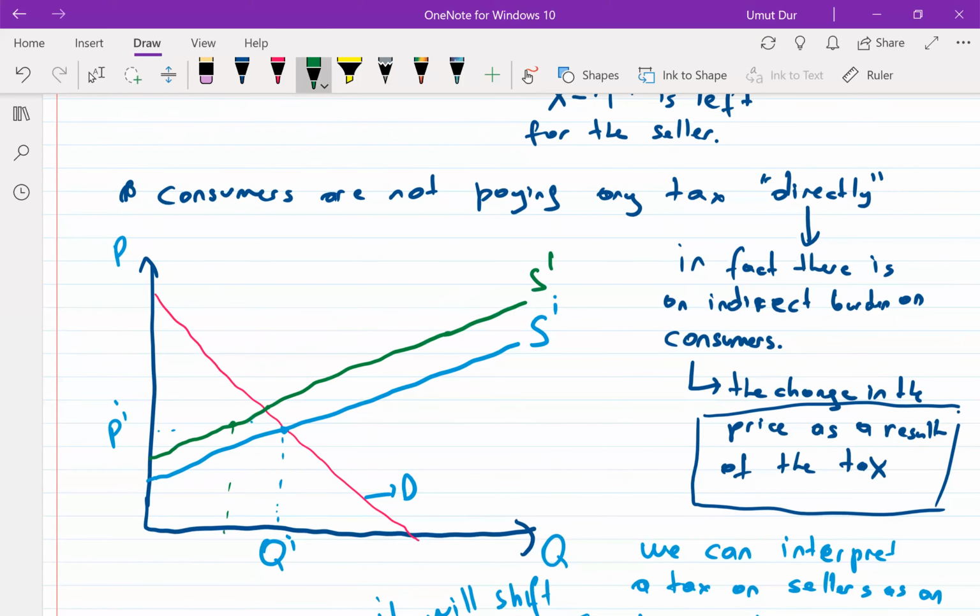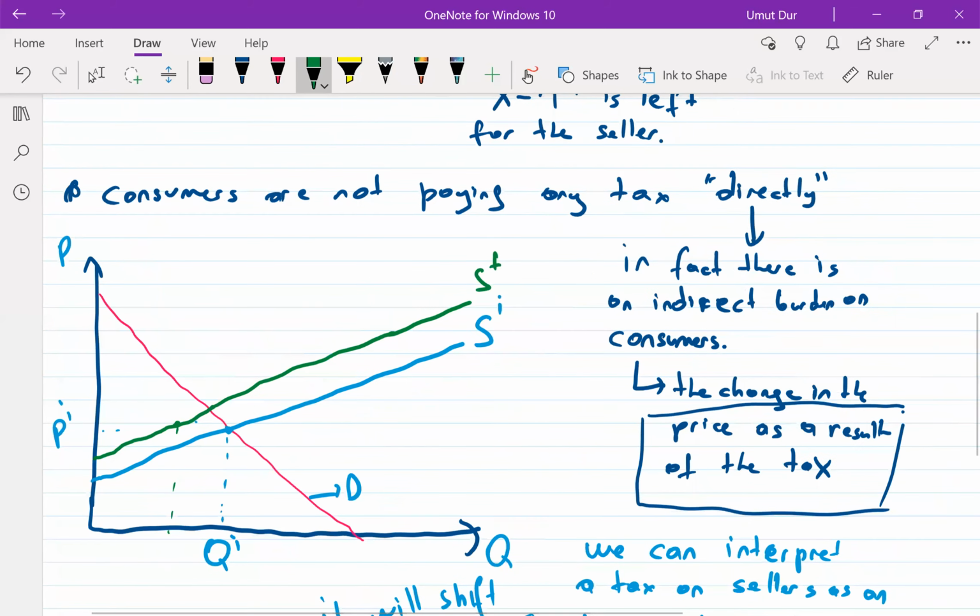Okay, so this will be the final change. Final supply after tax, and this distance between those two will be equal to the amount of the tax. So if we compare this distance, this will be the amount of the tax. Any question?